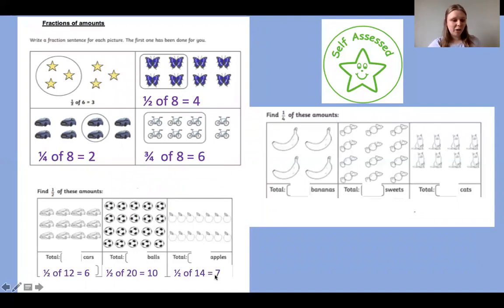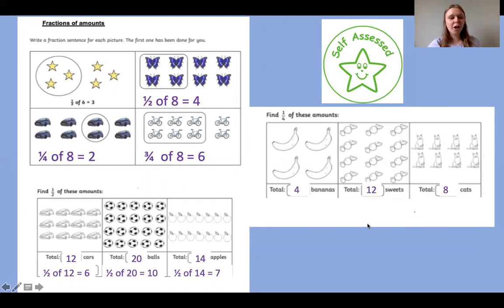Okay, let's have a look here. We have a total of 12 cars and half of 12 equals 6. We're finding halves for all of these. We have a total of 20 balls. Half of 20 is 10. And we have a total of 14 apples and half of 14 is 7.